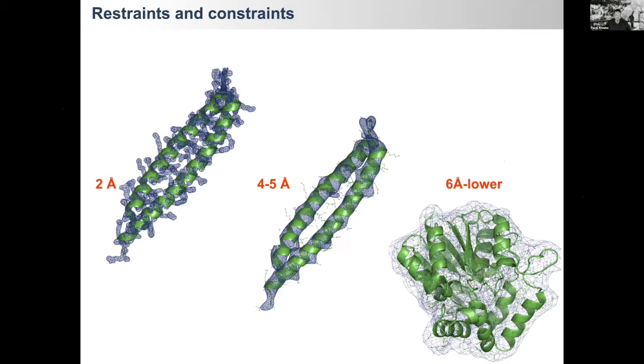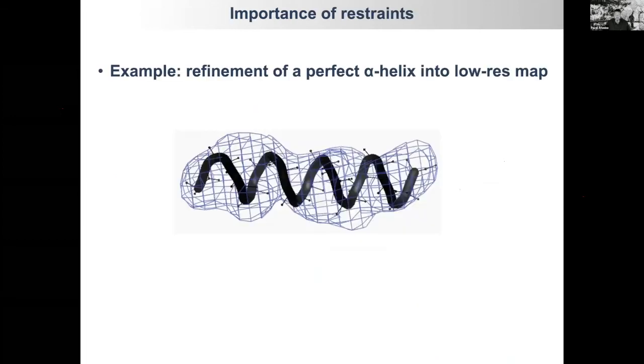So at some point you stop seeing particular groups of atoms, like 4 to 5 angstrom resolution is a limit to stop seeing side chains. For example, you see sausages of density for the main chain, but you don't see side chains. And going to lower resolutions, you start seeing envelopes for the entire molecule, but you don't see the high-level details. And that's exactly why you need to have restraints.